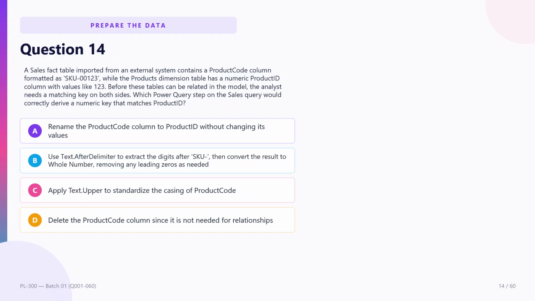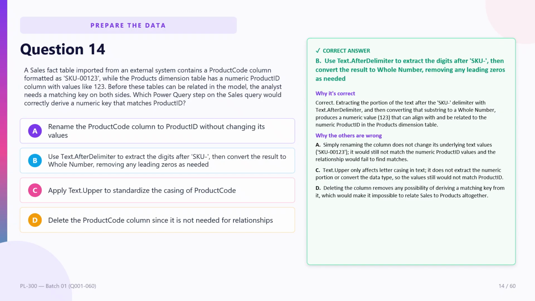Option A. Rename the product code column to product ID without changing its values. Option B. Use Text.AfterDelimiter to extract the digits after SKU-. Then convert the result to whole number, removing any leading zeros as needed. Option C. Apply Text.Upper to standardize the casing of product code. Option D. Delete the product code column since it is not needed for relationships. Take a moment and make your choice.